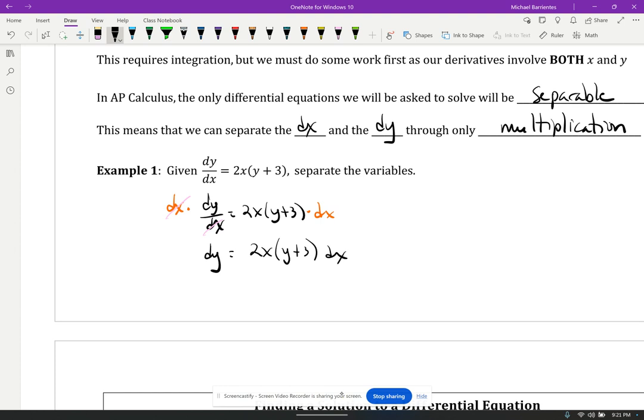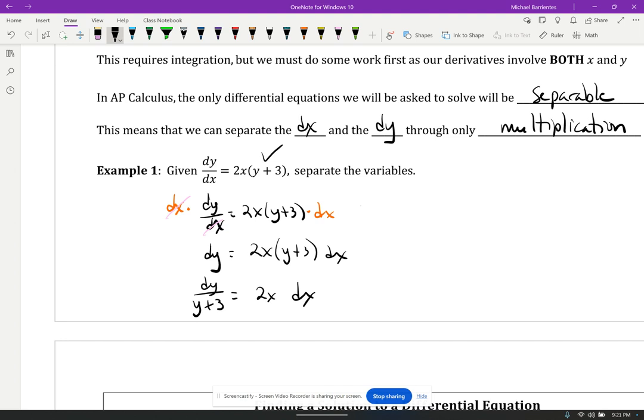But notice, on this side I have x variables and I have y variables. So I'm going to divide both sides by y plus 3. And when I do that, I have now successfully separated the variables. I started here, and now I have separated all my y's on one side and all my x's on the other side. I have separated the variables on either side of the equal sign.